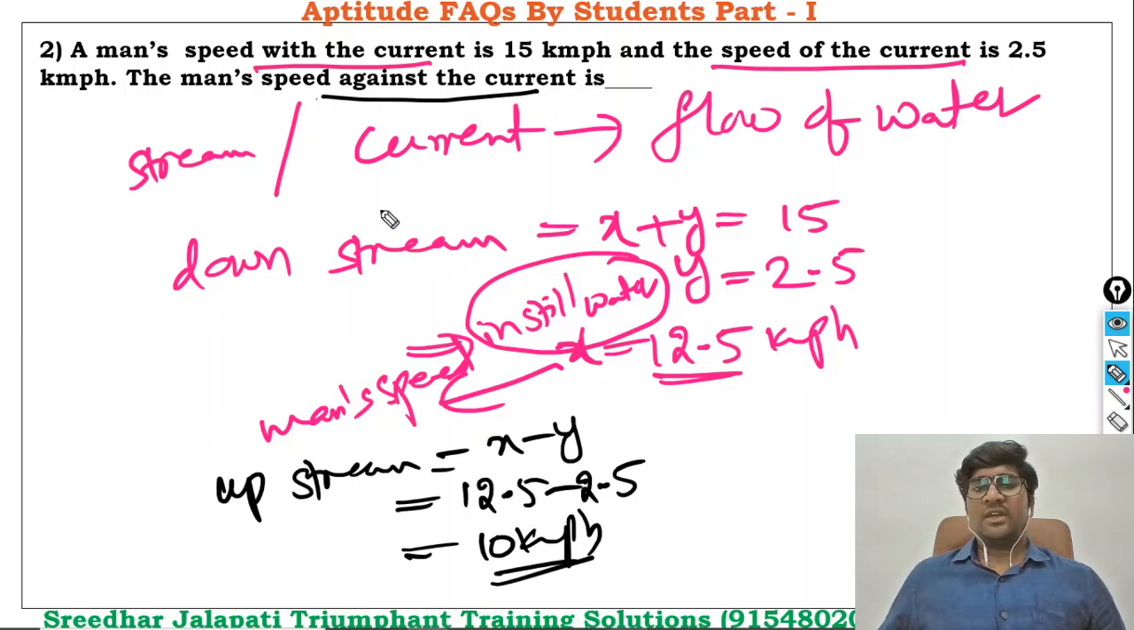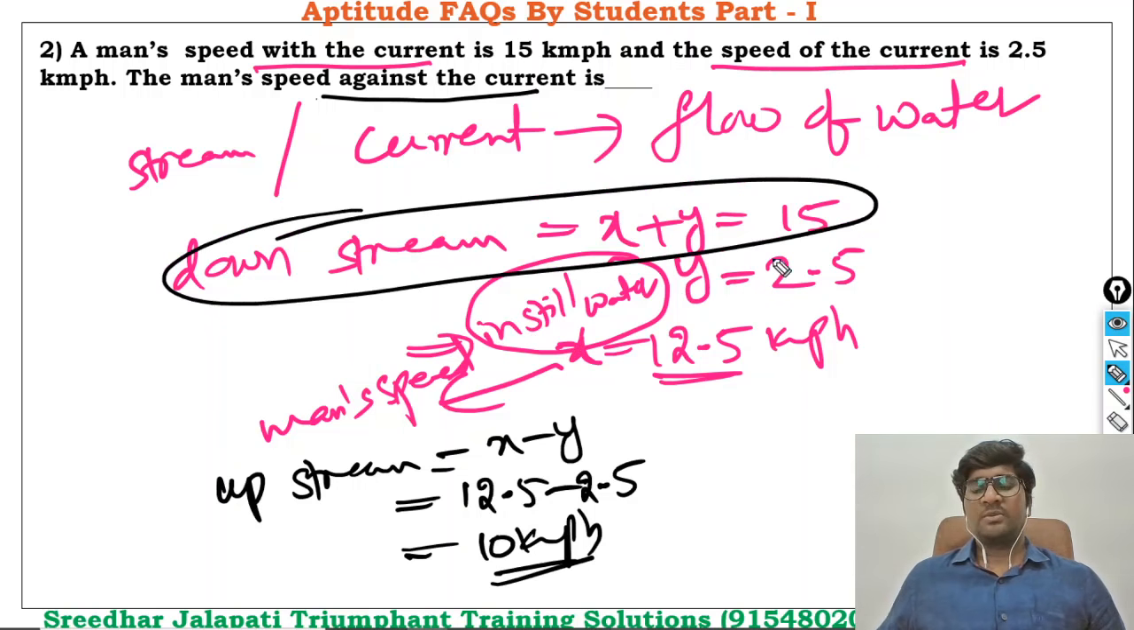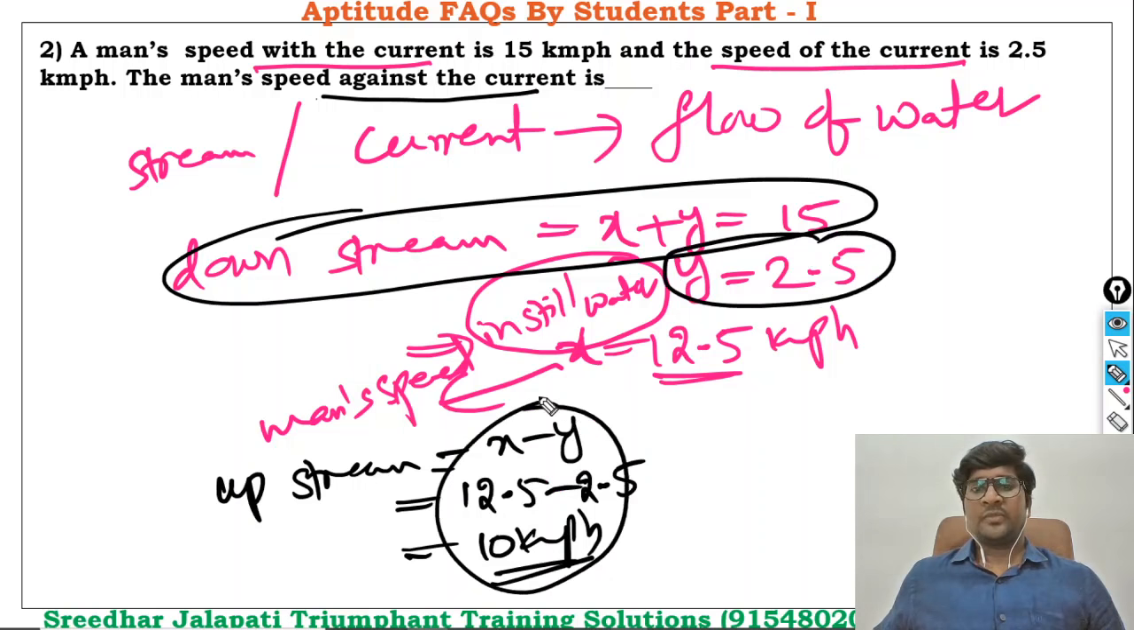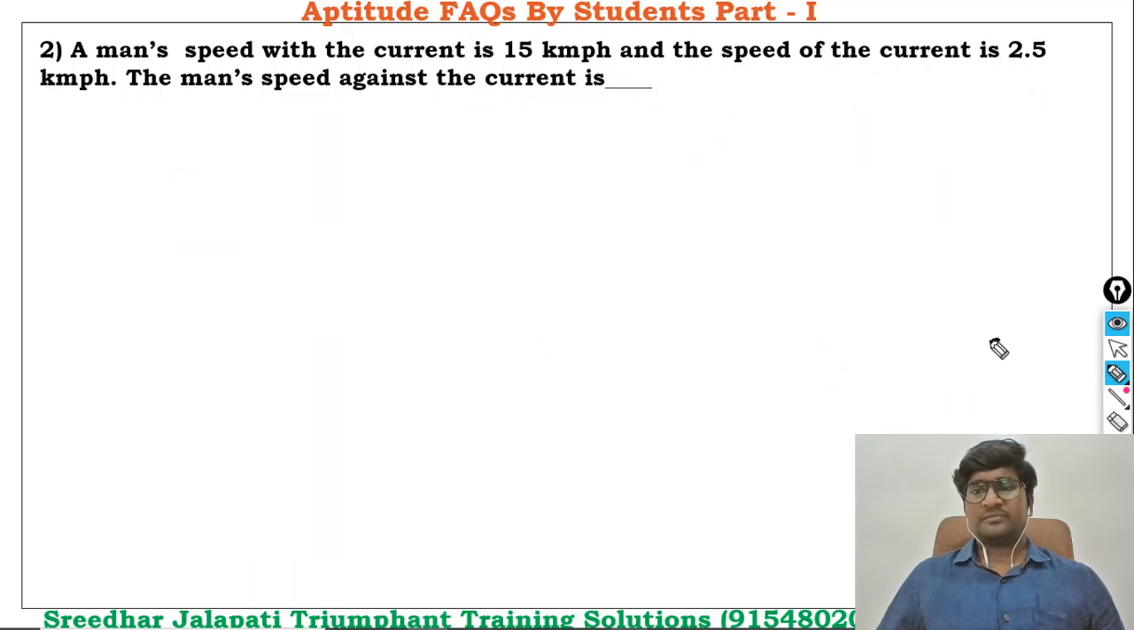So it's like we are given downstream speed x plus y and also y, and asked to find x minus y. As I said, it's not a difficult question, but it is all about terminology. With the current, that is downstream, against the current, upstream. By the way, current is nothing but flow of water. Thank you. Let's move to the next one.